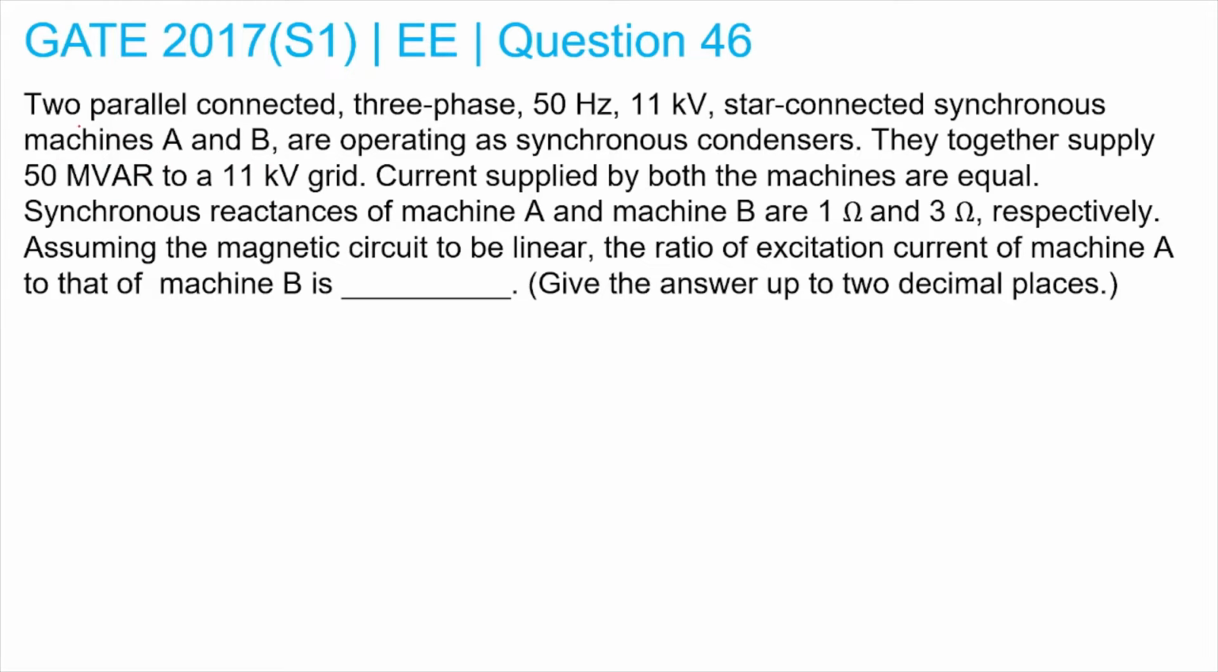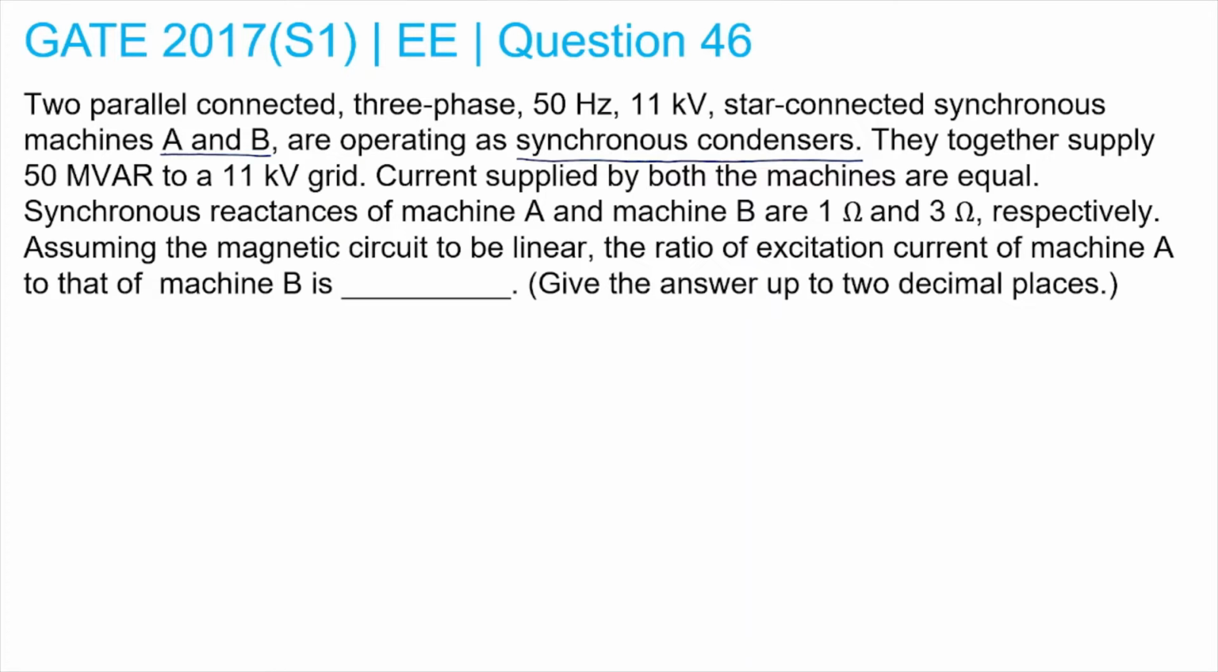So first of all, it is saying two parallel connected three-phase 50 Hz 11 kV star connected synchronous machines A and B are operating as synchronous condensers. They together supply 50 MVAR to a 11 kV grid.